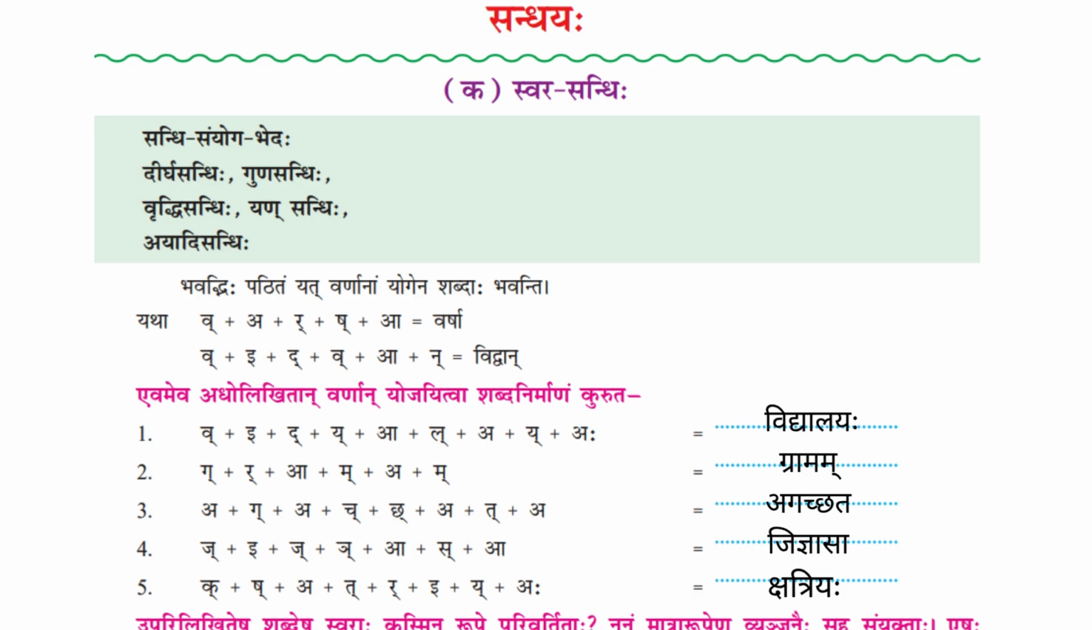Under the letter ga, one line will come to denote ra. Gra, then amatra. Gramam, agacchata, t plus a, agachatha, jitnyasa, and kshatriyaha. K plus sh plus a, ksha, samyuktakshar. Kshatriyaha.